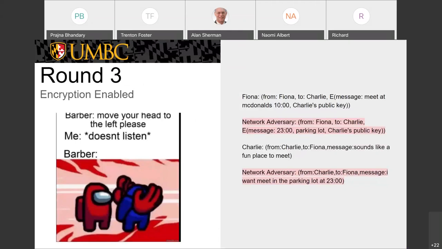So this is round three. Now the game master has enabled encryption. And again, we're looking on the right side. If you notice next to Charlie, so this is Fiona sending to Charlie, there's an E and then a message in parentheses. The way this is set up is the E means it's encrypted. The message is what's being encrypted. And after the comma is the key that's used to encrypt this message. So Fiona is sending a message to Charlie. She's encrypting "meet at McDonald's at 10 a.m." with Charlie's public key. The network adversary receives this. Because cryptography is assumed to be perfect, the network adversary cannot actually open this. But what he can do is just toss it and make a new one, because he also has access to Charlie's public key. And just like last time, it didn't work very well. Next slide.